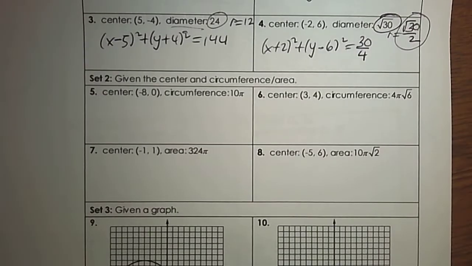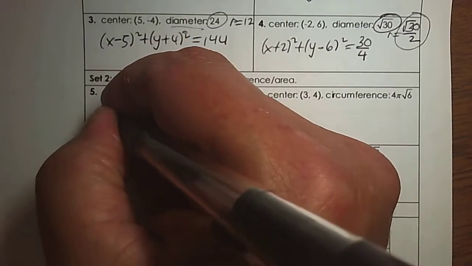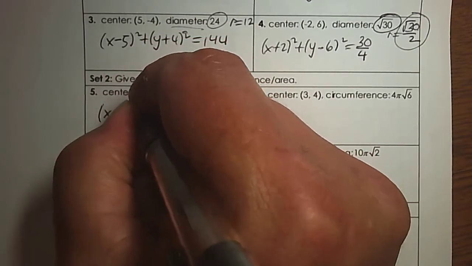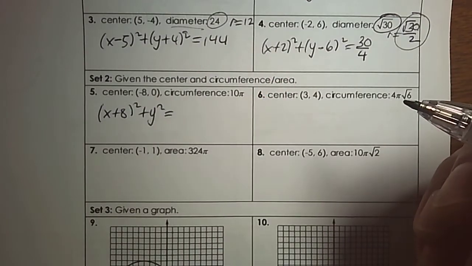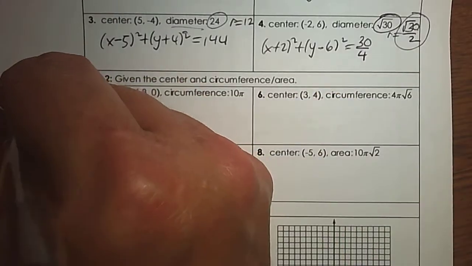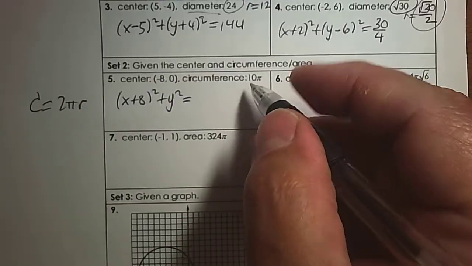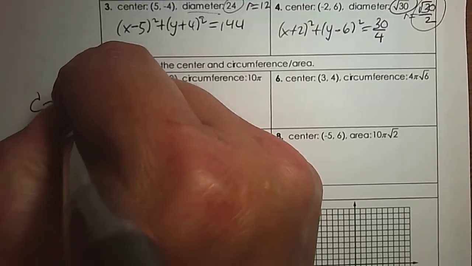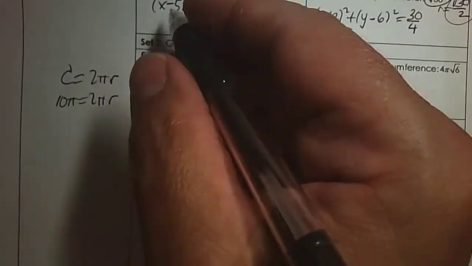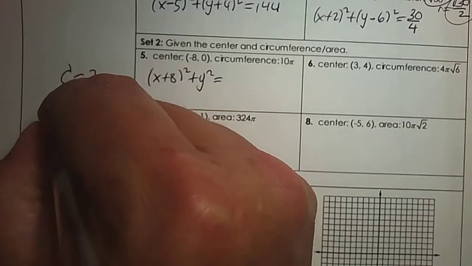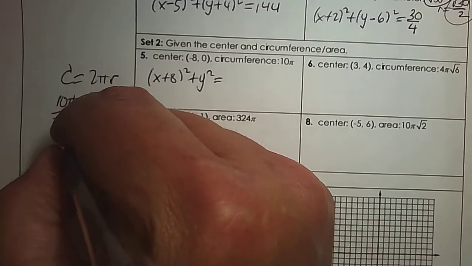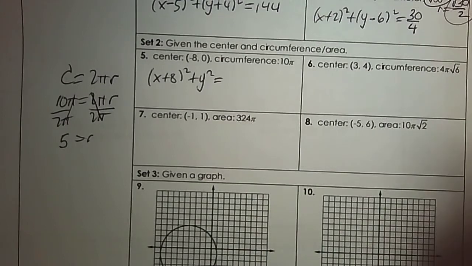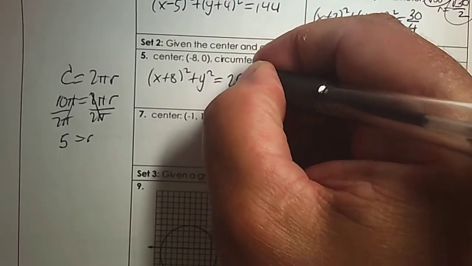Number 5, some different information. So I know the center. So I'm going to write that down. (x plus 8) squared, and then 0 just means it's y squared. But I'm given the circumference, and I want to know the radius. So I need to know the circumference of a circle is 2 pi r. So if you're given the circumference, you can then find the radius by dividing. So in this case, I would divide by 2 pi. And then what would the radius equal? 10 divided by 2, which is 5. So the radius is 5. Square it, and you get the answer 25.